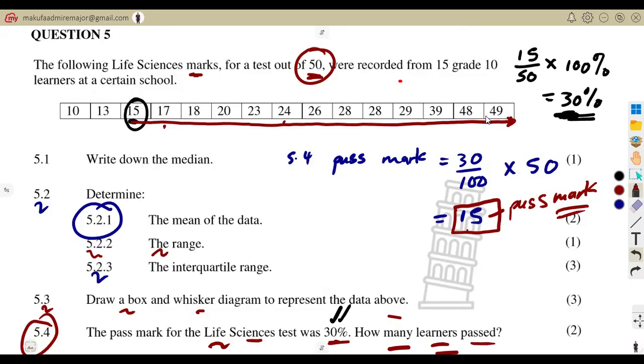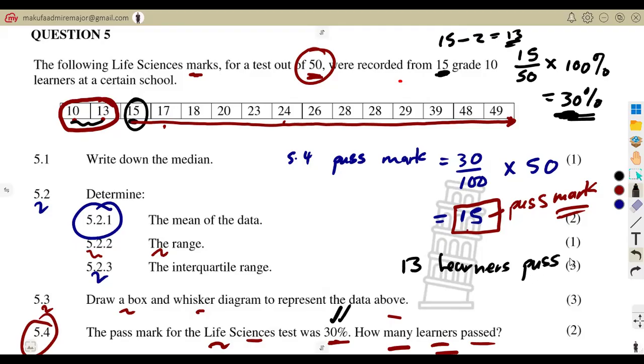How many learners? So you can simply, you see, okay, there are 2 learners here who failed according to this. There are 2 learners who failed, who got 10 and 13. So it was easier for you guys to simply remove these 2 from what? From 15. Remember, there are 15 grade 10 learners. So 15 minus 2 is what? Is 13. So meaning to say 13 learners passed the test.